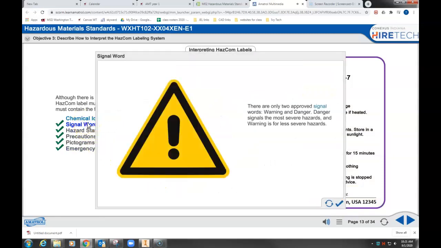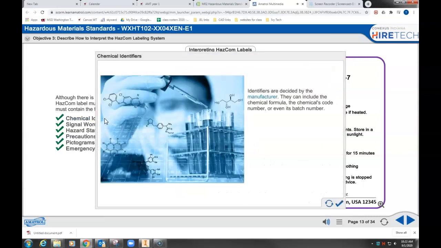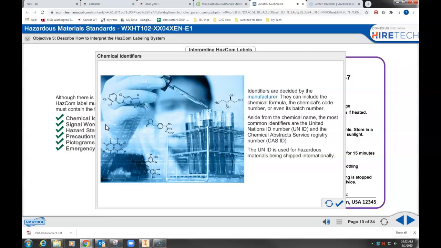There are only 2 approved signal words: warning and danger. Danger signals the most severe hazards, and warning is for less severe hazards. Only 1 signal word is used per label. Identifiers are decided by the manufacturer. They can include the chemical formula, the chemical's code number, or even its batch number. Aside from the chemical name, the most common identifiers are the United Nations ID number, or UNID, and the Chemical Abstract Service Registry number, or CASID. The UNID is used for hazardous materials being shipped internationally.